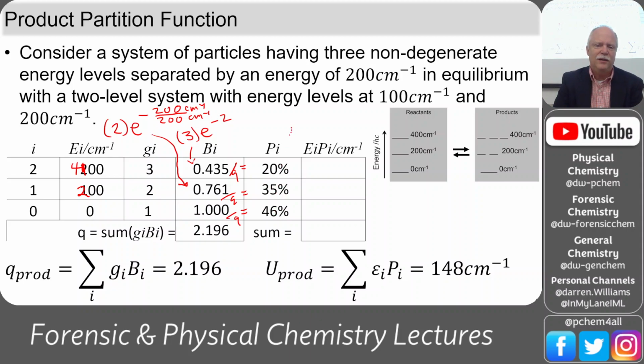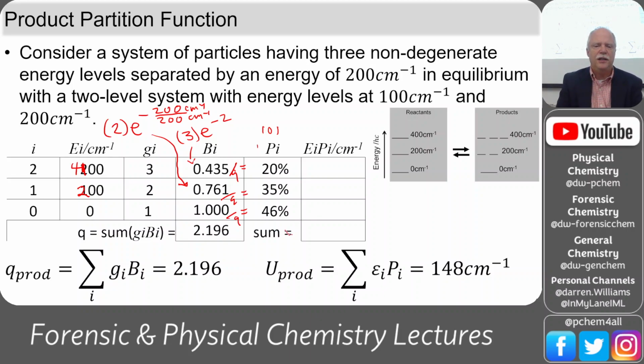So 6 and 5 is 11. Carry the 1, 4, 5, 6, 7, 8, 9, 10. Yeah, so we end up with 101. So there's a rounding thing there somewhere, but that's close. That's what we expect.